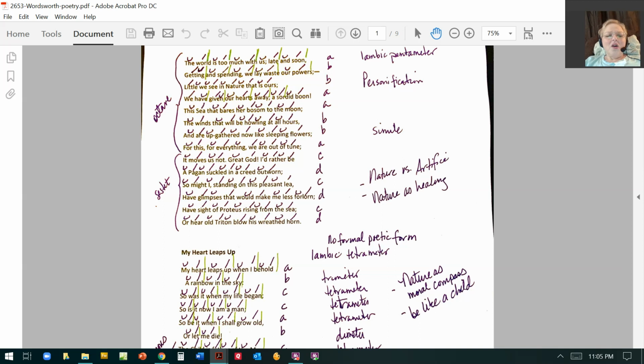There's that first part. There's the predicament that he's in. Not just him, but everyone, right? We are out of tune with nature. And if you remembered, one of the themes that's presented in the lyrical ballads is that we need to be in harmony with nature, right?